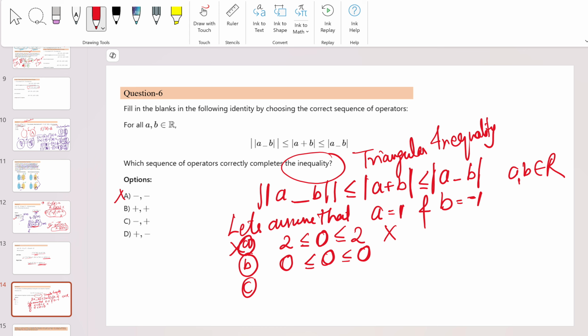Let's see C option. In C option, when you subtract it becomes 2, less than or equal to a plus b, that is 0. So it is false. Let's take the D option. D option is a plus b, that is 0, less than or equal to 0, less than or equal to 2. Okay. So here we are getting two options which can possibly be correct. Okay. Let's take any other options.